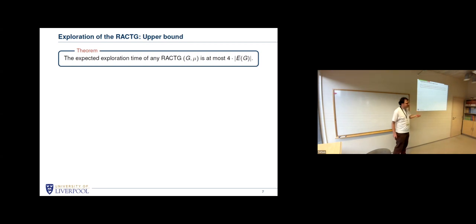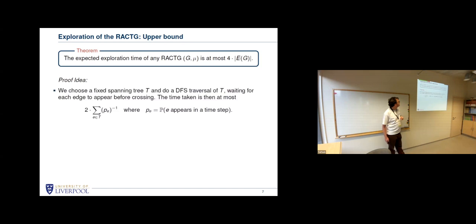Well, this result is that there is a strategy. So given any G and any mu, there is a strategy such that if you run this strategy, in expectation, the length of the walk visiting all vertices will be at most 4 times the number of edges in G. Okay. And how do you prove this?